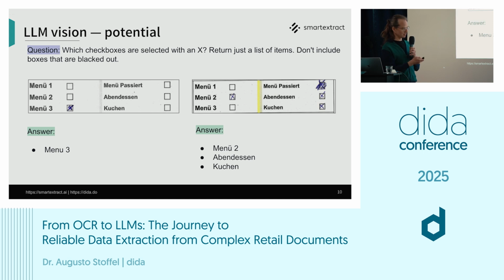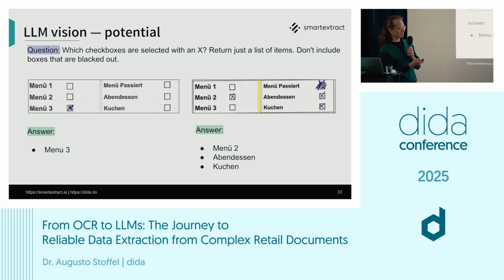This is something that we did for a user. They had these forms with some checkboxes which were filled in by hand. And then you can just send a picture and ask which checkboxes are selected. If you just ask this question, then probably what you would get from this example is that menu 3 is checked here. And in this case, the model would likely also tell you that this item is checked because there is some blob of ink in there.